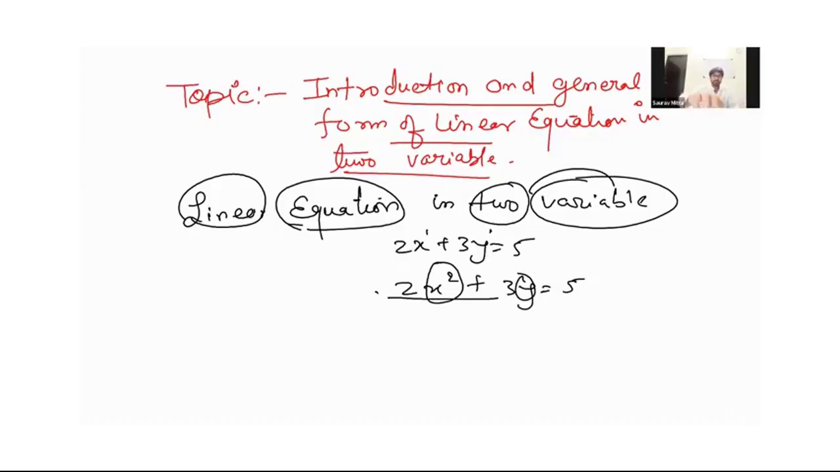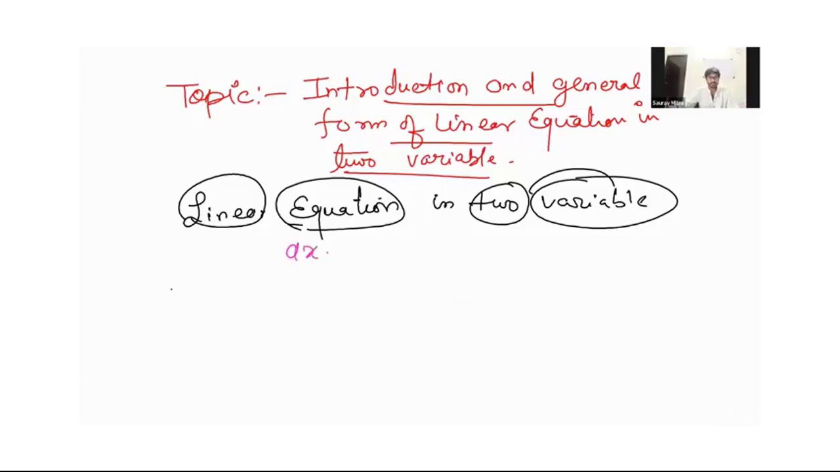Now we should first know what the standard form is. Let us find the standard form of the linear equation. It is written as ax plus by plus c is equal to 0. This is the standard form of the given linear equation.